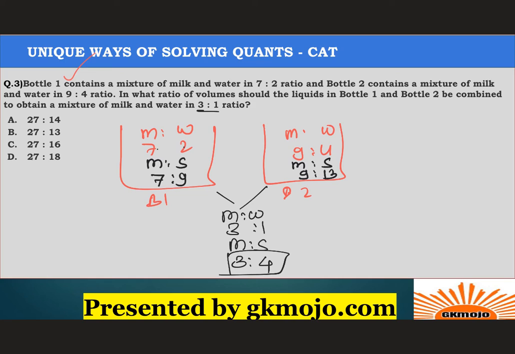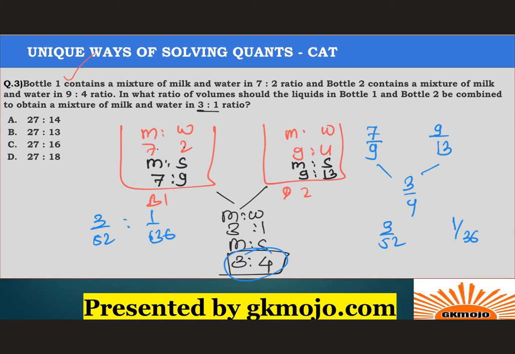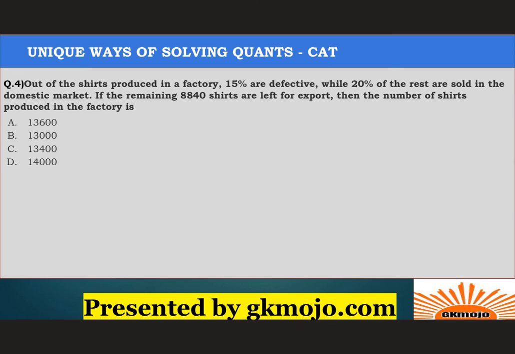You have to do nothing but just apply the rules of alligation, right? So what are the rules of alligation? This is 7:9, right? And this is how much? 9:13. All right, and you want this as final, which is 3:4, correct? Subtract, you will have 1/36 over here, and you will have 3/52 over here. All right, just compare this. 3/52 is to 1/36, right? And you'll get the final answer as 27:13. So option B is the correct choice. One of the easiest questions that I've seen in CAT.